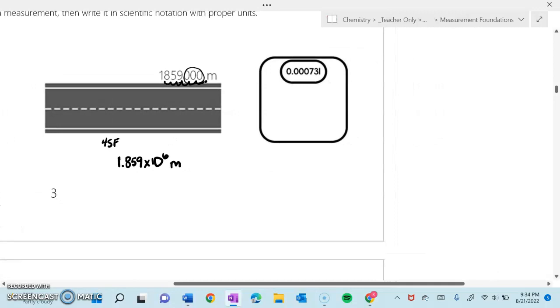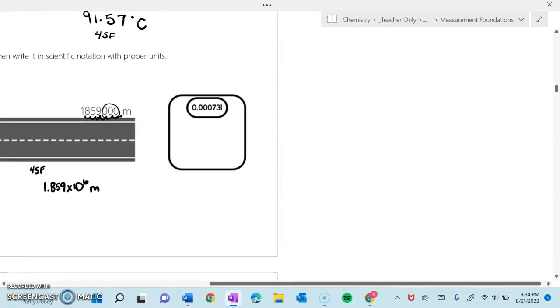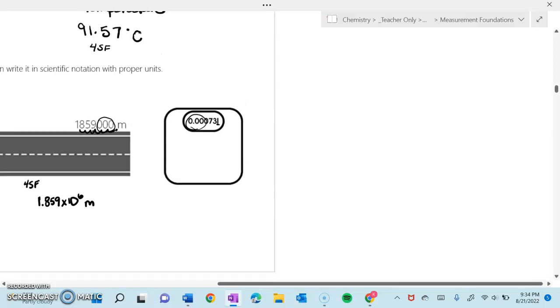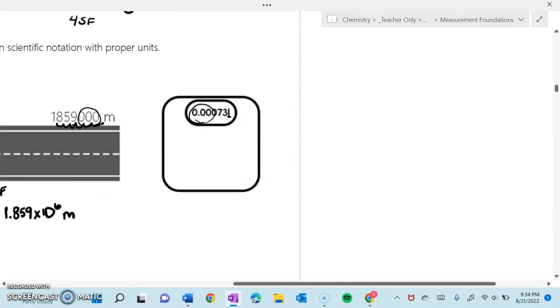And lastly, we have a scale here, some grams. These zeros in the front are placeholders. So our estimated value was this 1 at the end. So that means the 7 and the 3 we knew for sure, and the 1 is estimated based on this scale's capabilities. So that means we have 3 significant figures. And to write this in scientific notation, we take the decimal, move it over 1, 2, 3, 4 times to get to 7.31 times 10 to the 4th power.